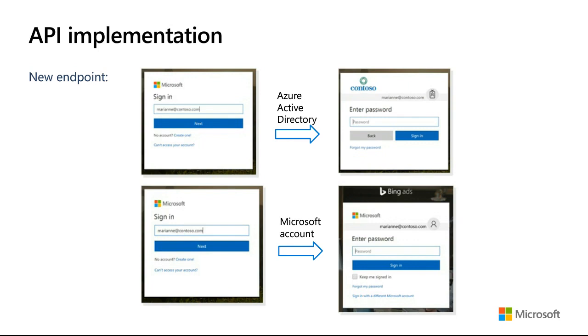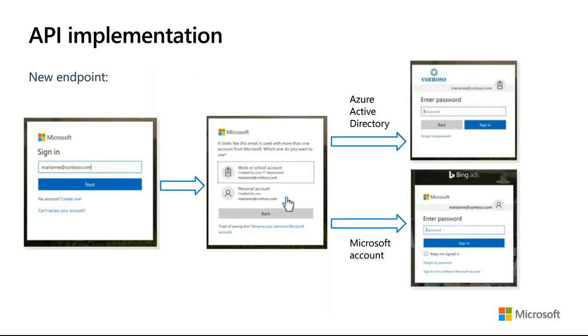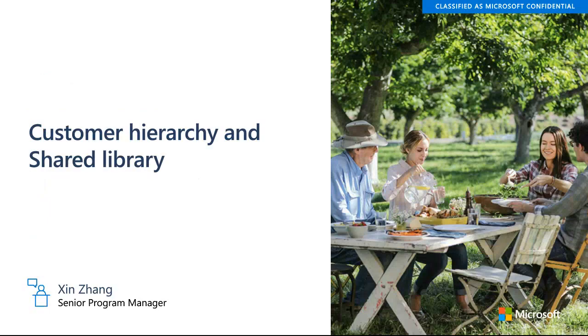And lastly, if you do have an account or an email address that happens to match both a personal and a work account, which is possible, we will offer this disambiguation workflow, which is standard across all Microsoft products. So with that, I will hand off to Shim, who will talk about customer hierarchy and shared library.